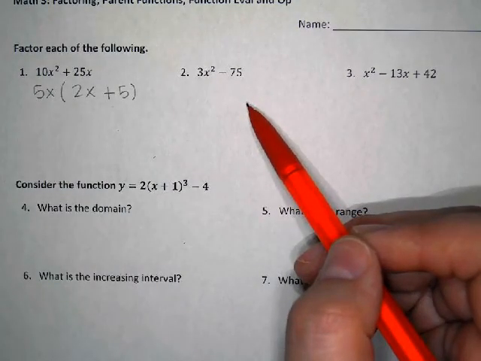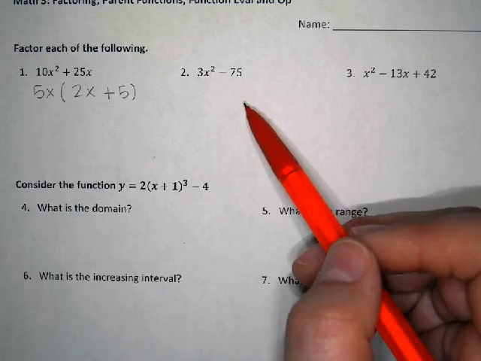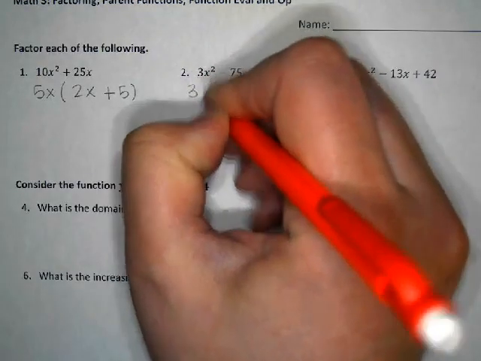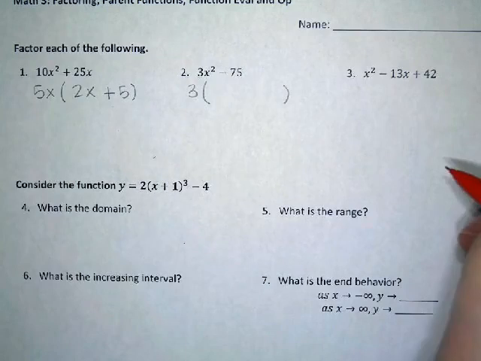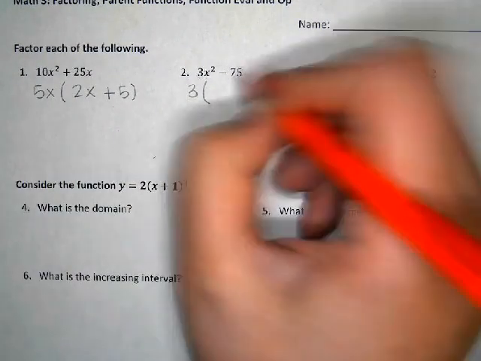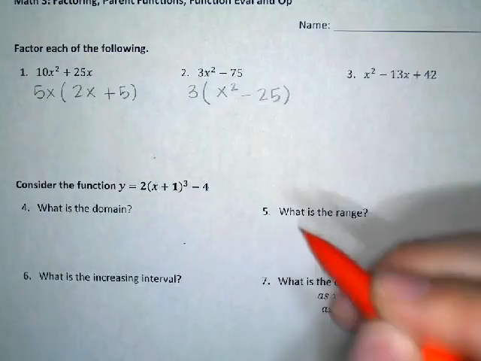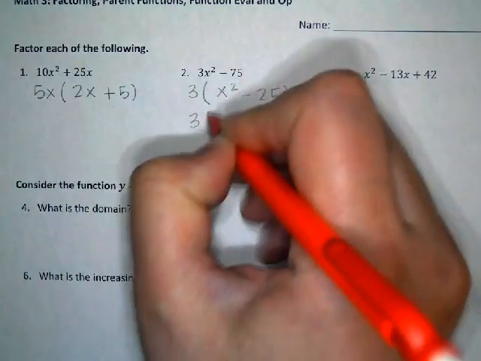It still has difference of squares, but it has a GCF before difference of squares. So what GCF do you guys see that we could take out before difference of squares? 3. We can take out a 3. And what does that leave us with? X squared minus 25. And then we have to do difference of squares.